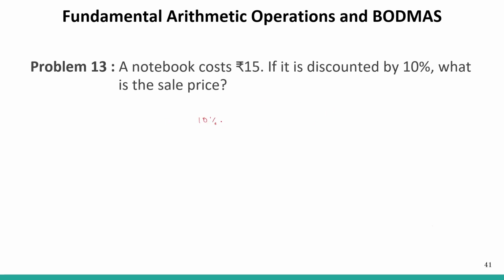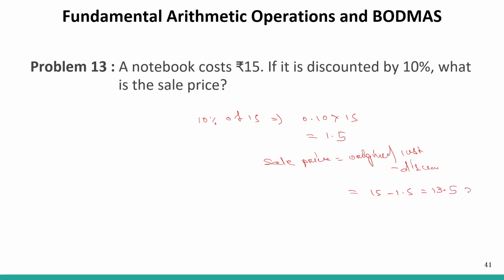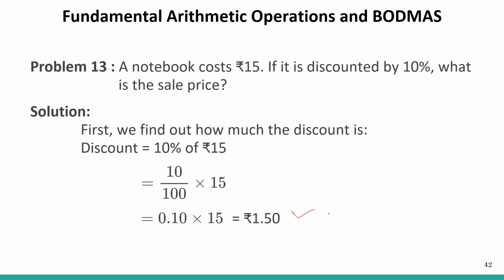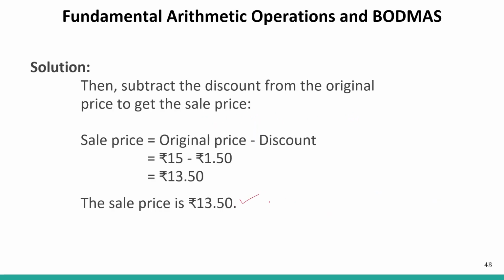So 10% of 15 is equal to what? 0.10 into 15, that is equal to 1.5. This is the discount, and the sale price is equal to the original cost minus the discount. So this is equal to 15 minus 1.5, that is equal to 13.5. This is the final answer, that is the sale price.